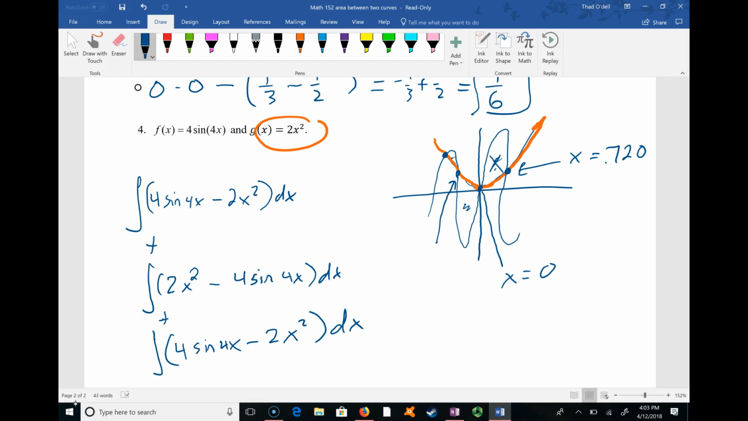And so I'll do it again. Second trace, intersect. Yes, that's the first curve. Yes, that's the second curve. Guess. So now I'm going to move it over to the next point of intersection, which is right there.